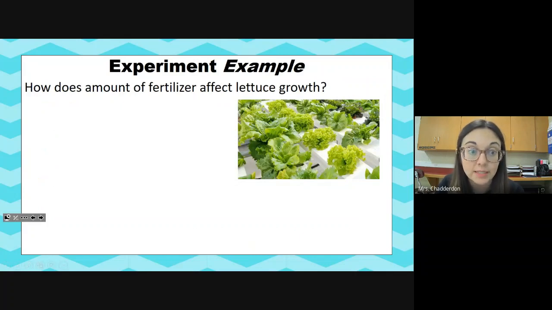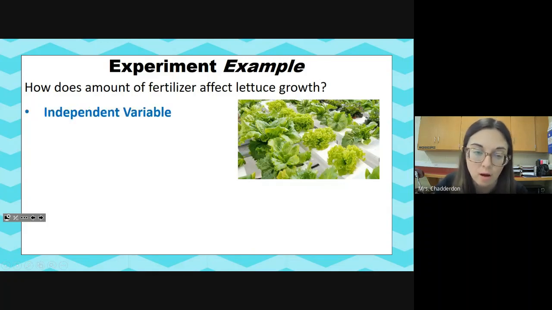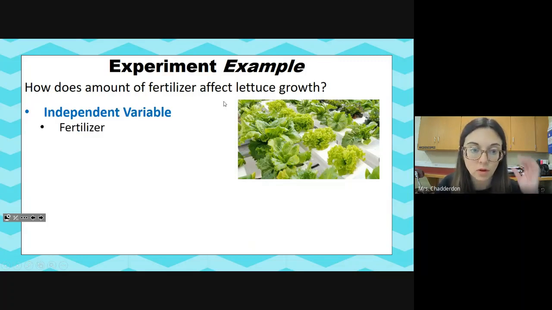Okay, so here's an example. How does the amount of fertilizer affect lettuce growth? Now, let's try to identify the independent variable. The independent variable is the thing that I change as the experimenter. What could we change? The amount of fertilizer, okay? I can give lettuce plants different amounts of fertilizer.